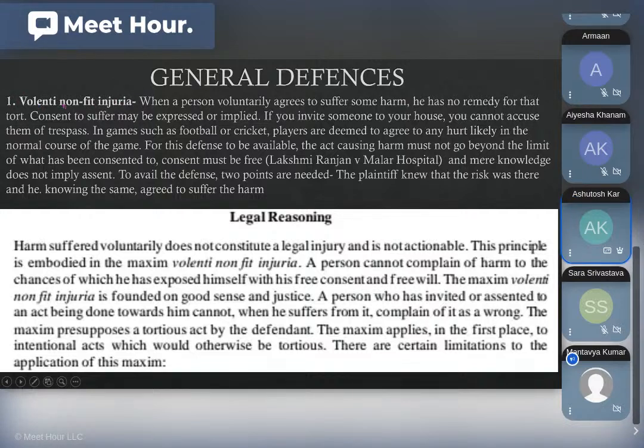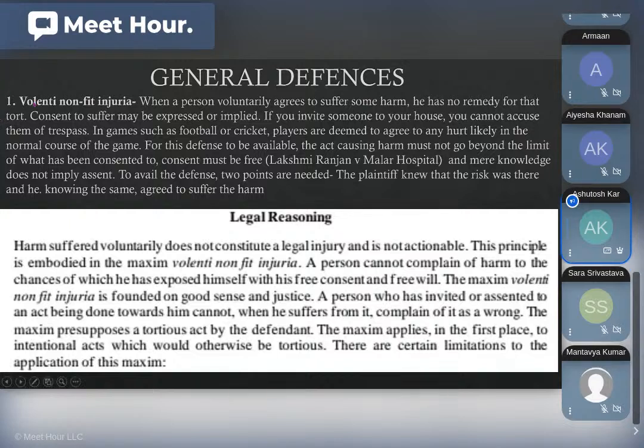Yeah. Okay. So what this maxim tells you about is the first defense which we'll study, and we'll solve a passage given here which came in CLAT 2022 if I'm not mistaken. So volenti non fit injuria states that when a person voluntarily agrees to suffer some harm, he has no remedy for that tort. If you have agreed to it voluntarily, it does not constitute a legal injury.